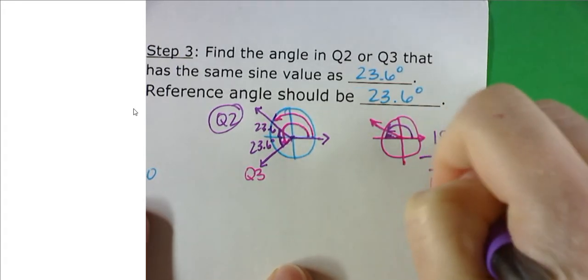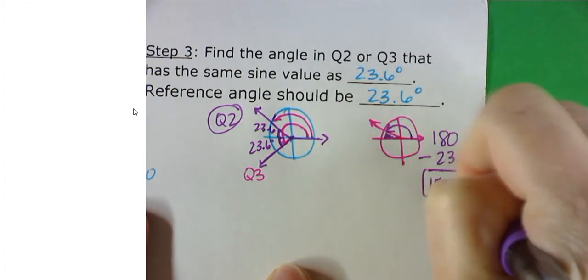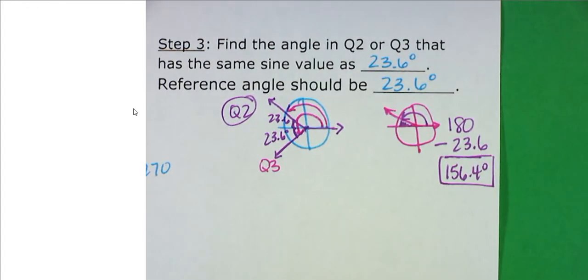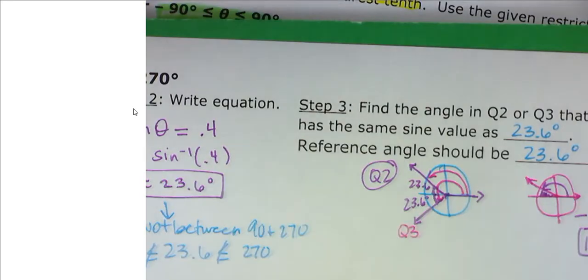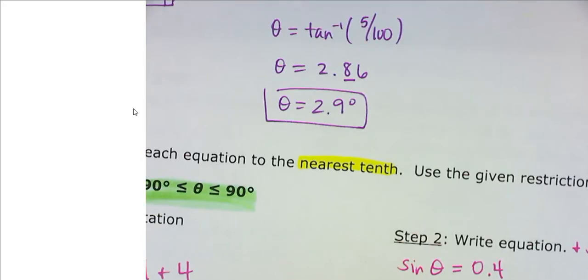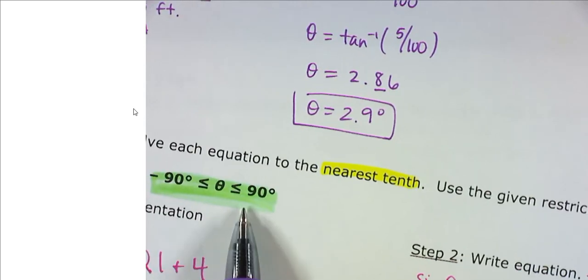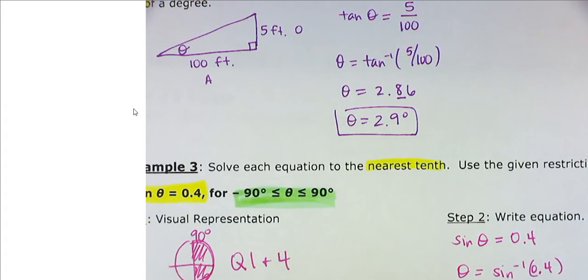Okay, so like I said, this one I know is a little bit trickier. With part A, we didn't have to worry about finding another answer because that 23.6 was between negative 90 and 90. So it was already in the domain. And we know that the sine was positive. There's not going to be another answer here because the sine is not positive in quadrant 4 in part A.